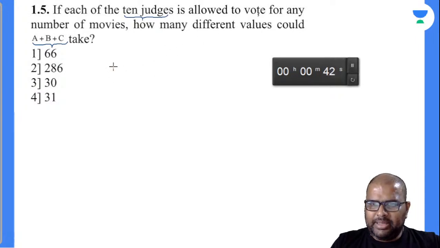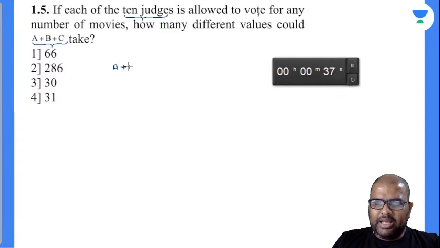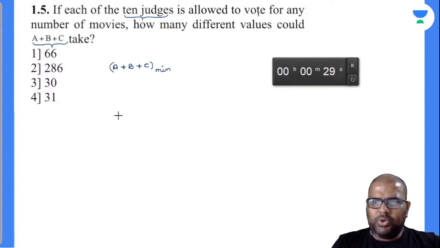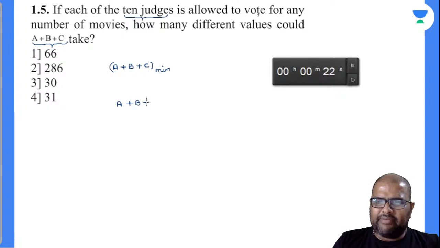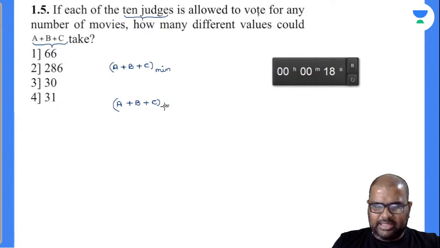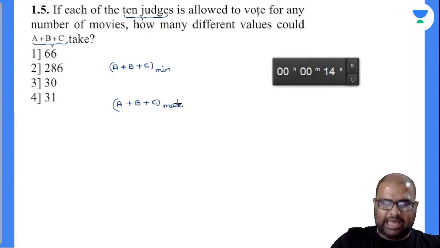So see here, A, B, C, what is the minimum value of A plus B plus C, beta? Tell me the minimum value of A plus B plus C. Tell me the maximum value of A plus B plus C. A, B, C are nothing but the number of votes for Avara, Barsat, Caravan. Am I right or wrong? That's the question asked, right? A, B, C are nothing but the votes that Avara, Barsat, Caravan got.